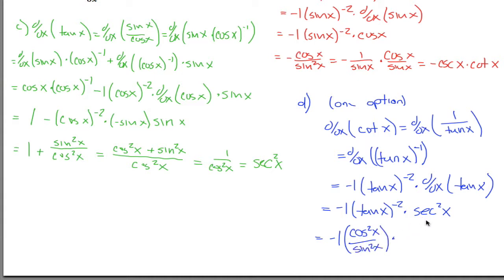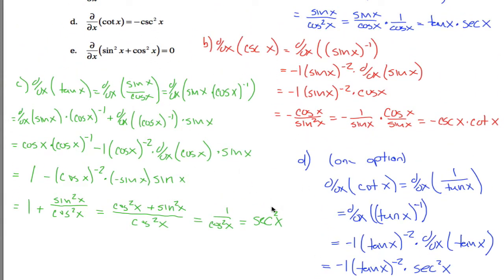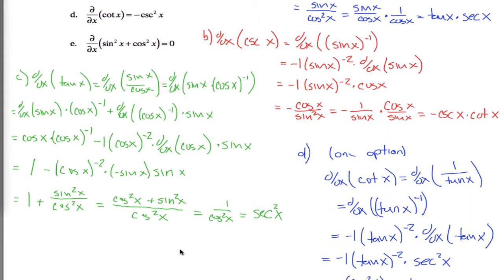Then I want to multiply that by secant squared. Secant is 1 over cosine, so secant squared is 1 over cosine squared. But what's nice here is cosine squared cancels with cosine squared. What I'm left with is a negative 1 over sine squared. 1 over sine squared is just cosecant squared, which hopefully is what I was supposed to get. Nice. So there's one way you could do this. There's lots of ways you can do these, but there's one of them.